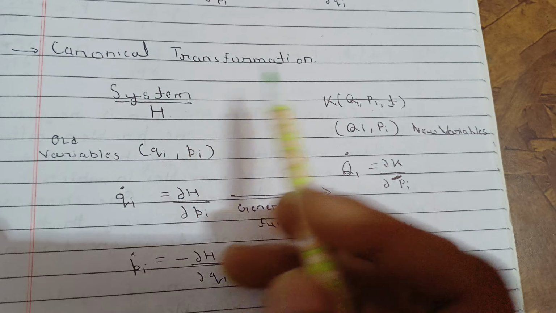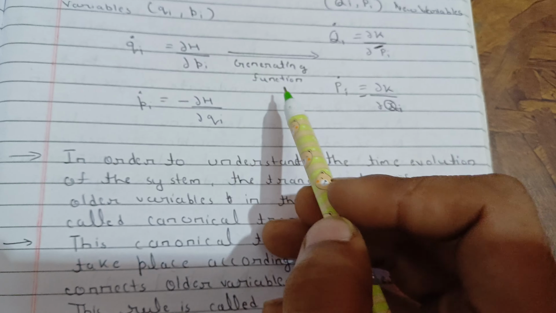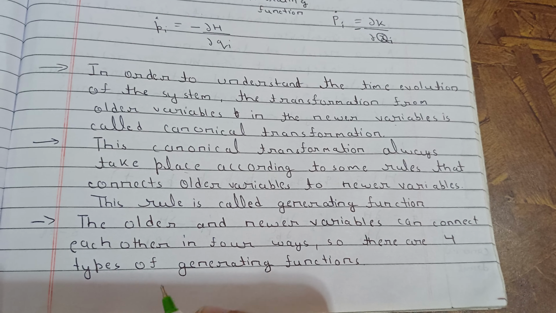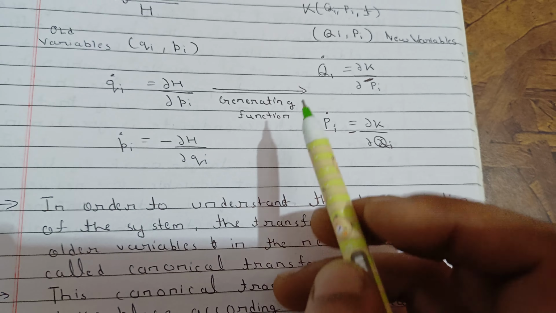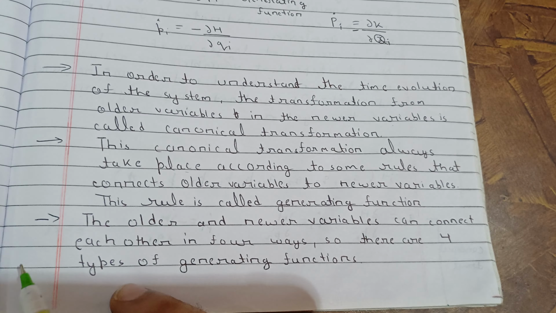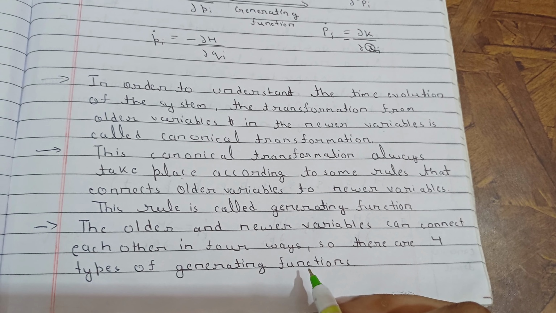This canonical transformation always takes place according to some rules. It will take place only according to some rules, only then they are going to satisfy these equations. The rule that connects the older variable to the new variable is called a generating function. So this function plays the role of converting these into these. The older and newer variables can connect to each other in 4 ways. Now we have the 4 generating functions you need to remember, which can convert this to this. That is the main thing here from the exam point of view. So there are 4 types of generating functions.